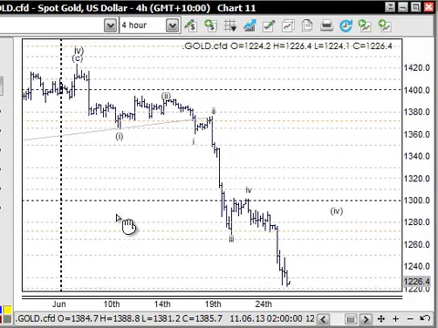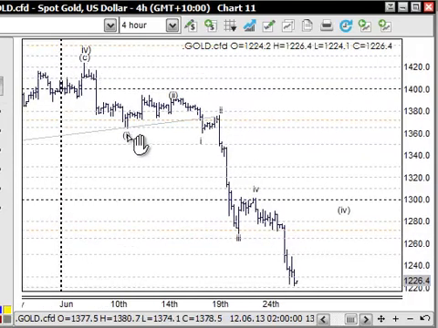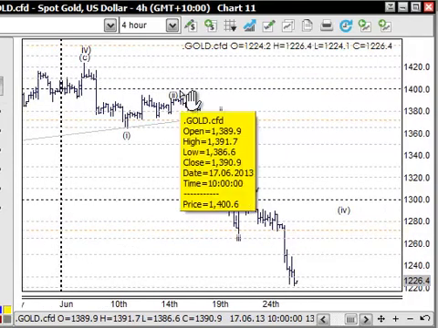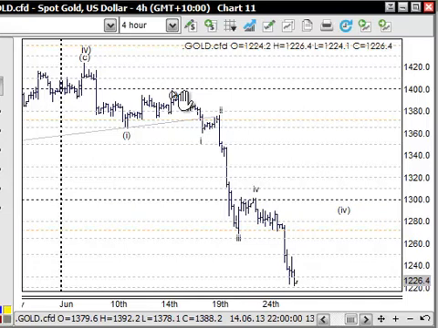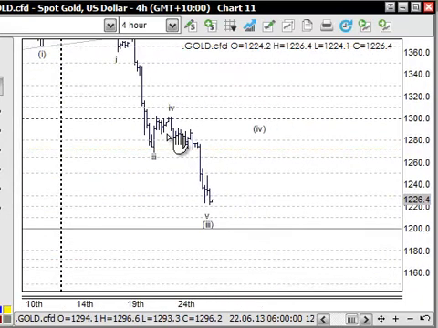But look, anyway, 5 waves down for 1, back for 2, and then the 5 waves in the third wave here, extending the 1, the 2, the 3, the 4, and the wave 5 here. That's the 4 hour chart.